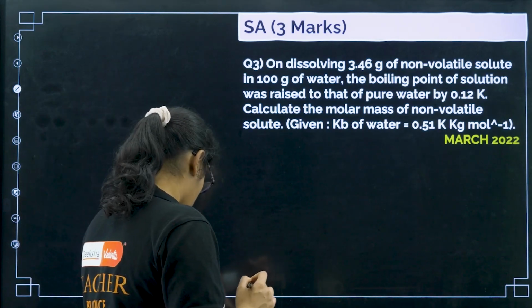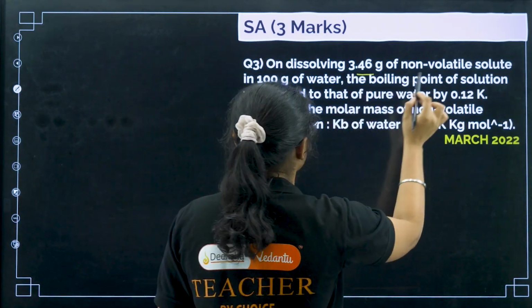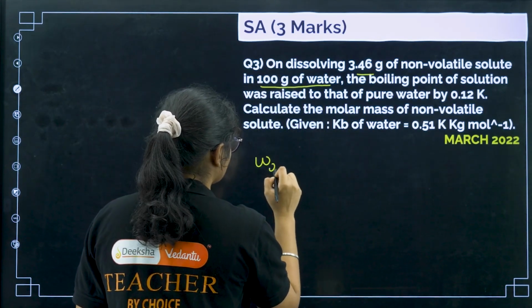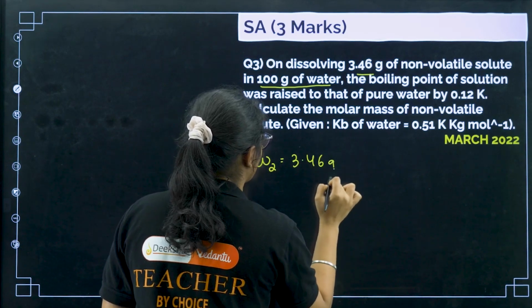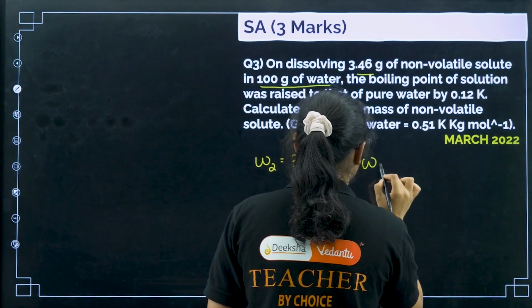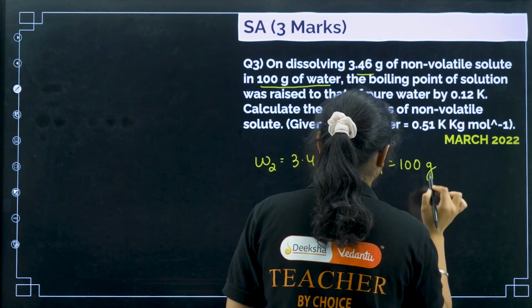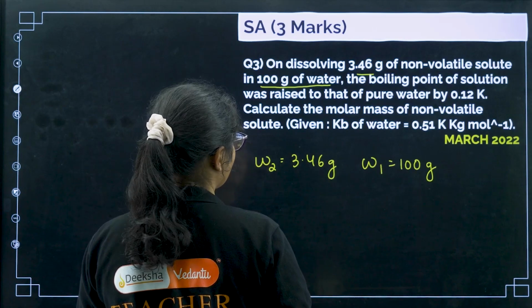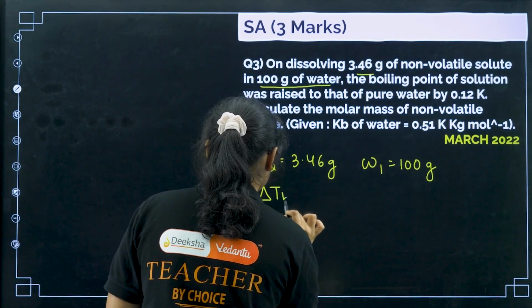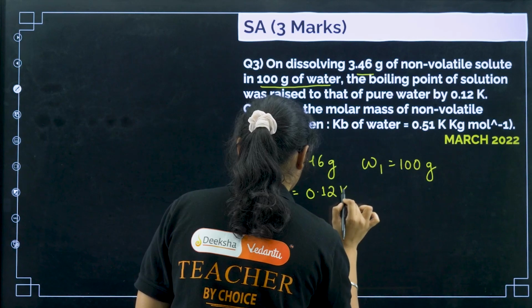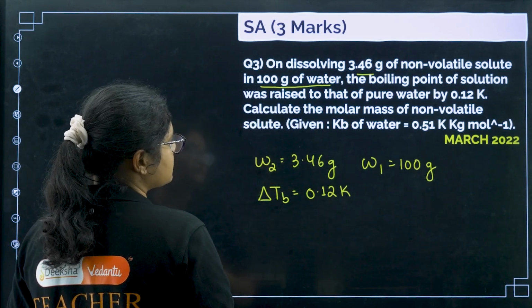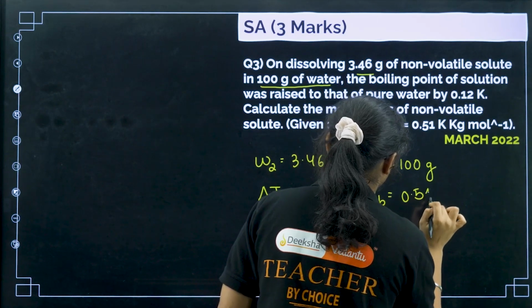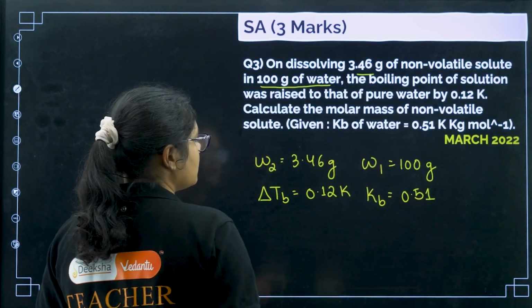Next, question number 3. On dissolving 3.46 gram of a non-volatile solute in 100 gram of water. So I will note down the values again. W2 is 3.46 gram. Water mass, that is W1, is 100 gram. The boiling point of the solution was raised to that of the pure water by 0.12 Kelvin. So delta TB is equal to 0.12 Kelvin. Calculate the molar mass of the non-volatile solute, and Kb value is 0.51. We need to find the molar mass of the solute.